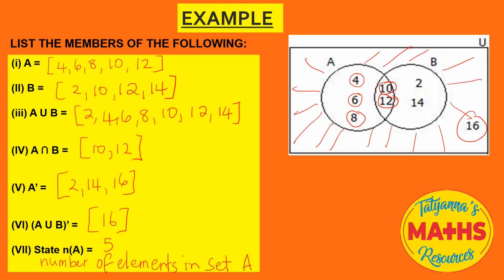Notice we don't have any brackets around it because it's not an element. You're being asked to state the number of elements in set A. And if we look at what we had written before for the members or elements in A, we had this part 1. If we count, we get 1, 2, 3, 4, 5. So the answer, state n open brackets A close brackets, is equal to 5.